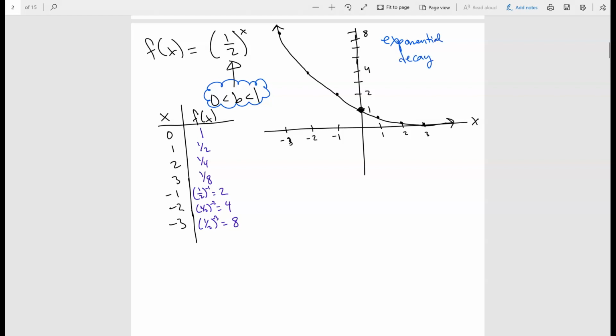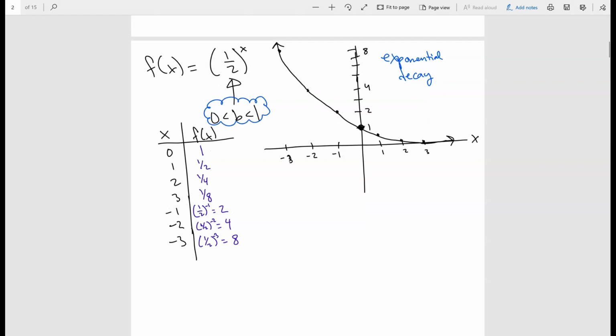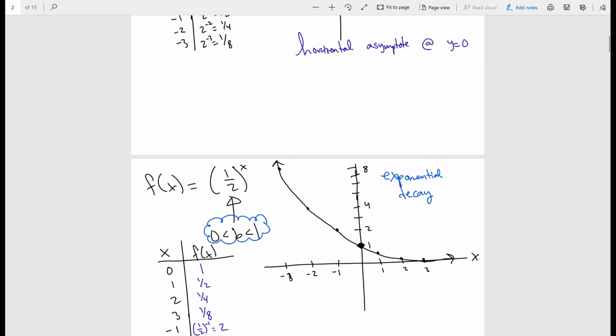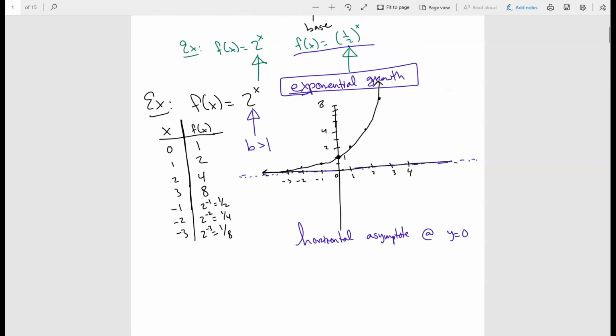So you can look at these factors very easily: the greater the factor, the faster it's going to be. If I were trying to compare f of x equals 2 to the x with f of x equals 3 to the x, notice that this guy is going to be much faster. It's going to decrease at a much faster rate.